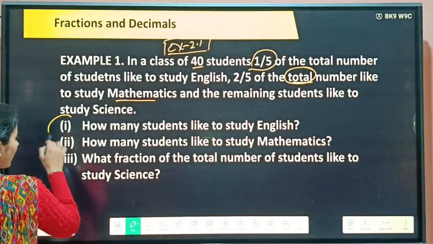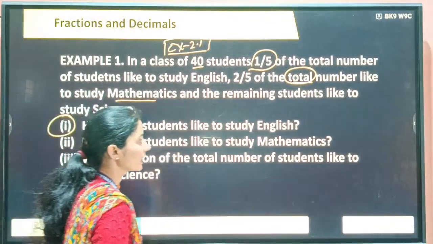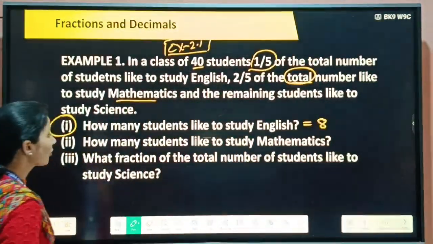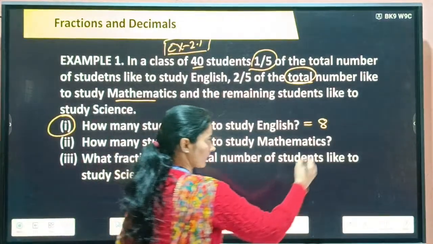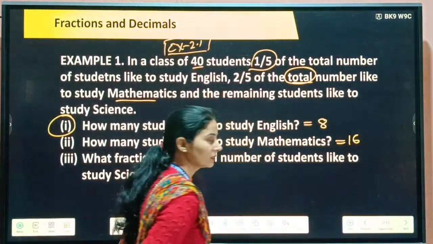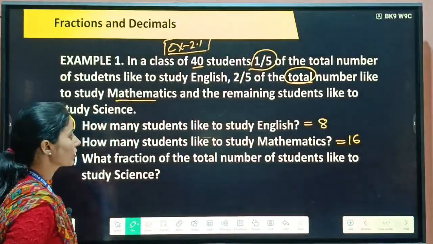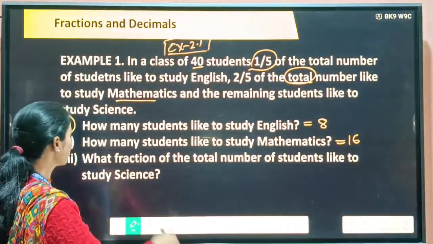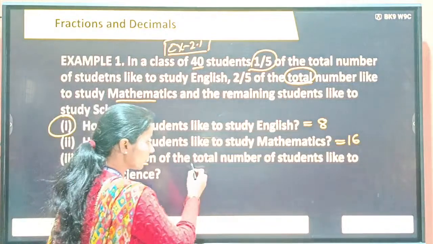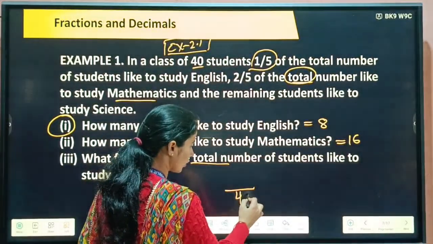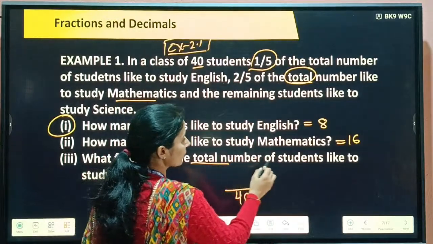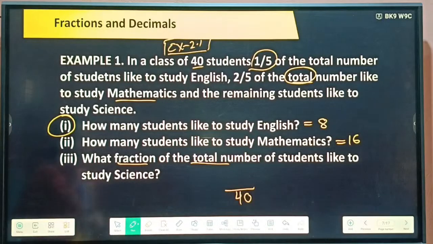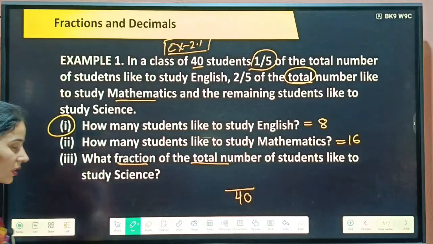Okay, question number 1. How many students like to study English? As we calculated, the answer is 8. How many students like to study mathematics? As we calculated, the answer is 16. Okay, what fraction of the total number of students like to study science? We need to tell the fraction of the total, so you will write the total number of students in the denominator.